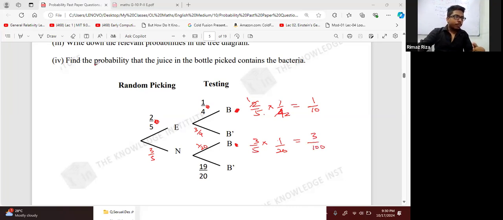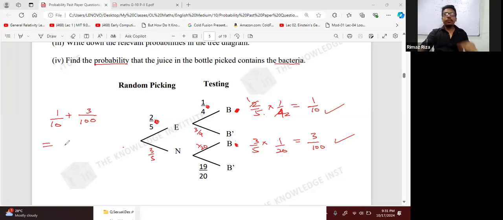But now we want the probability that the juice in the bottle contains the bacteria. It doesn't say the juice in the expired bottle having bacteria. If that was the case, then the answer would be this. If the question is what is the probability that the juice in the nearly expired bottle has bacteria, then this is the case. But they don't specify this or this, therefore it can include both. So you have to find the probability of both events and add these two probabilities. Therefore, the answer is 1 over 10 plus 3 over 100.